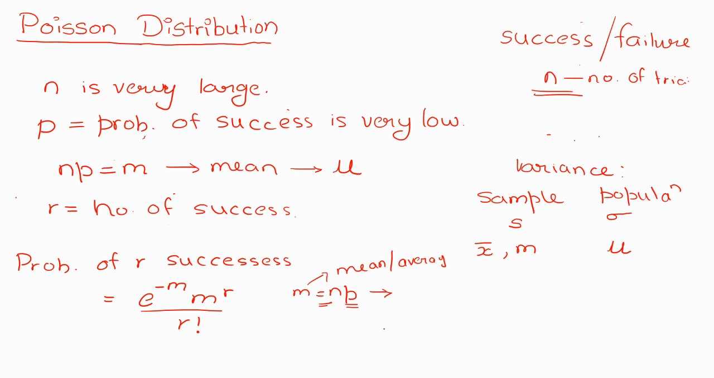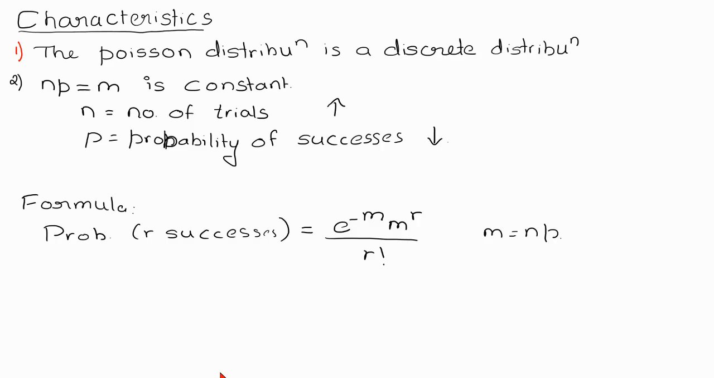Now, the e value we know very well. e is equal to 2.7183. Or when you are using a scientific calculator, you can directly calculate e raised to any power, as the option appears on the calculator. So this formula can also be written as e raised to minus np, into np raised to r, upon r factorial. This is the formula we will be dealing with.